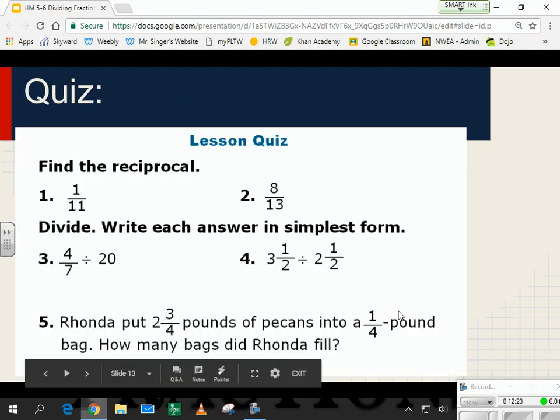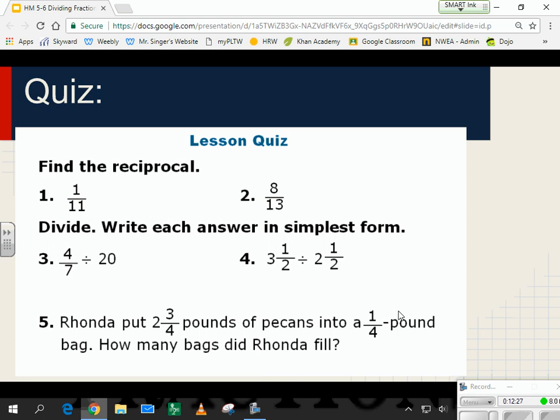And here is your final quiz. All 5 problems. First 2 are just finding the reciprocal. And remember, before multiplying 3, 4, and 5, you have to find the inverse of that second number. So you flip the second number. Good luck.